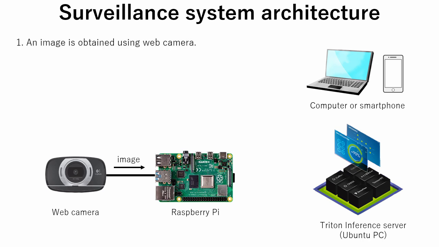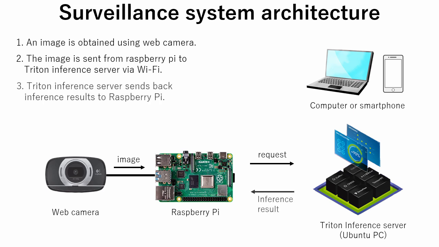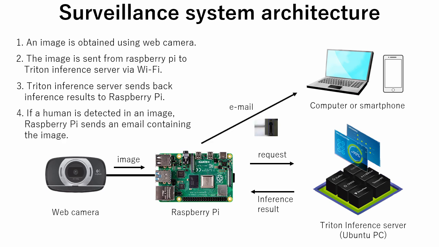Firstly, an image is obtained using web camera. Then, the image is sent from Raspberry Pi to Triton Inference Server via Wi-Fi. In this tutorial, we are using Ubuntu Desktop as a server machine. After inference is done, server sends back inference results to Raspberry Pi. If a human is detected in an image, Raspberry Pi sends an email containing the image. Even though as a client we have used a usual Raspberry Pi, much smaller devices such as Raspberry Pi Pico can also be used.